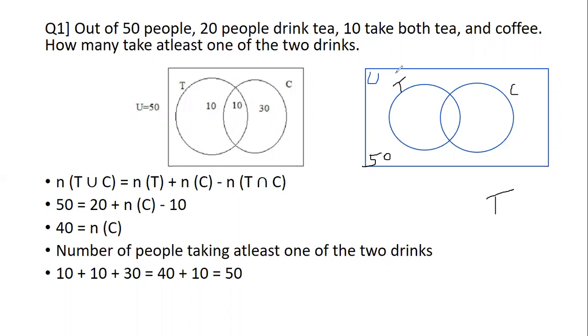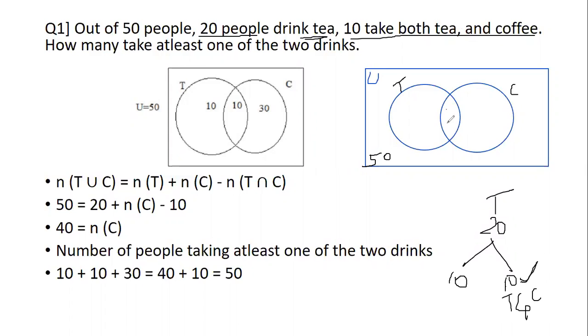So as per the question, it says 20 people drink tea. They don't say 20 people drink only tea. In sets, English is also important. 20 people drink tea. So out of 20 people, easy to see, 10 people will drink both tea and coffee. So these are common. 10 people are common.